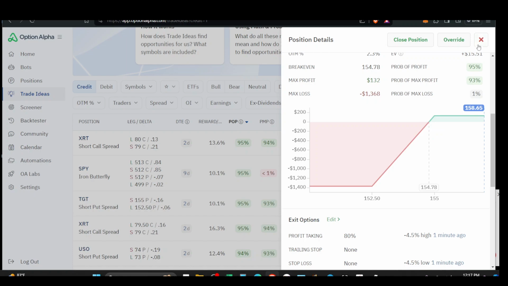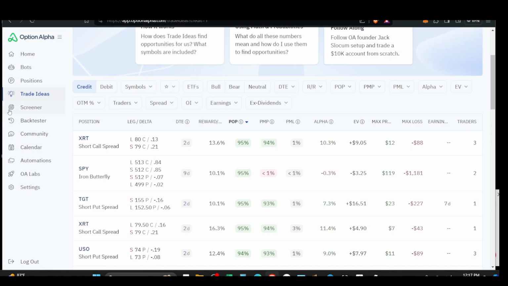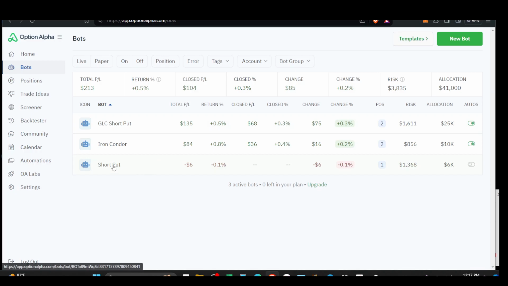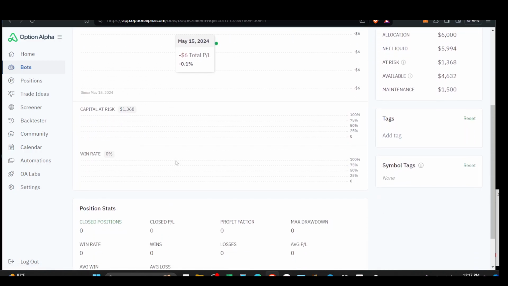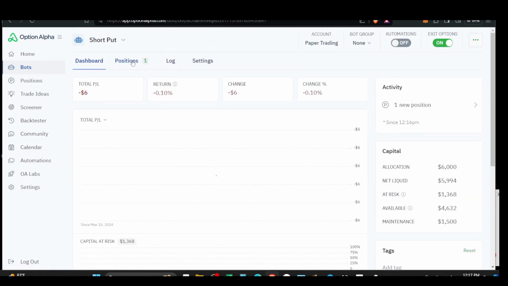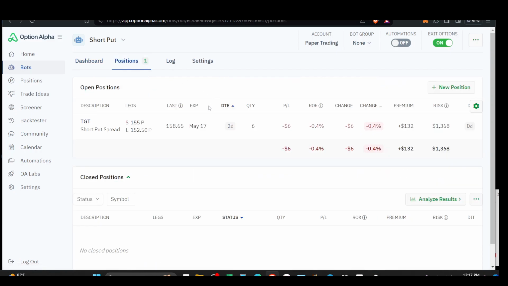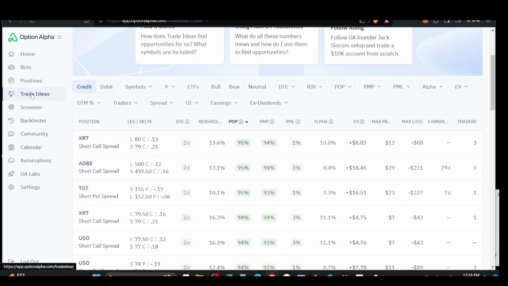So now let's go to the bots and open this one. And here, if I click on positions, it will show me profit and loss. So my premium is 132 and my risk is 1,300, right? Once this comes to 80% profit and loss, then it should close. And expiration is in 2 days. So I'm going to test this trade idea.